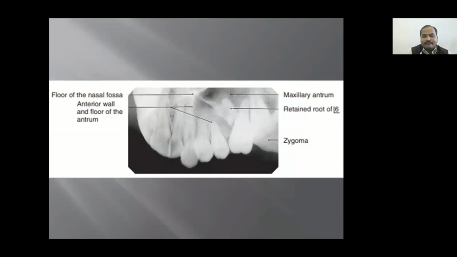So here we can see the floor of the nasal fossa, anterior wall and floor of the antrum, maxillary antrum, and any other structure which is beyond the scope of the IOPA film, like the retained root of the first molar, which is shown in this radiograph, and a superimposition of the zygoma can be seen.